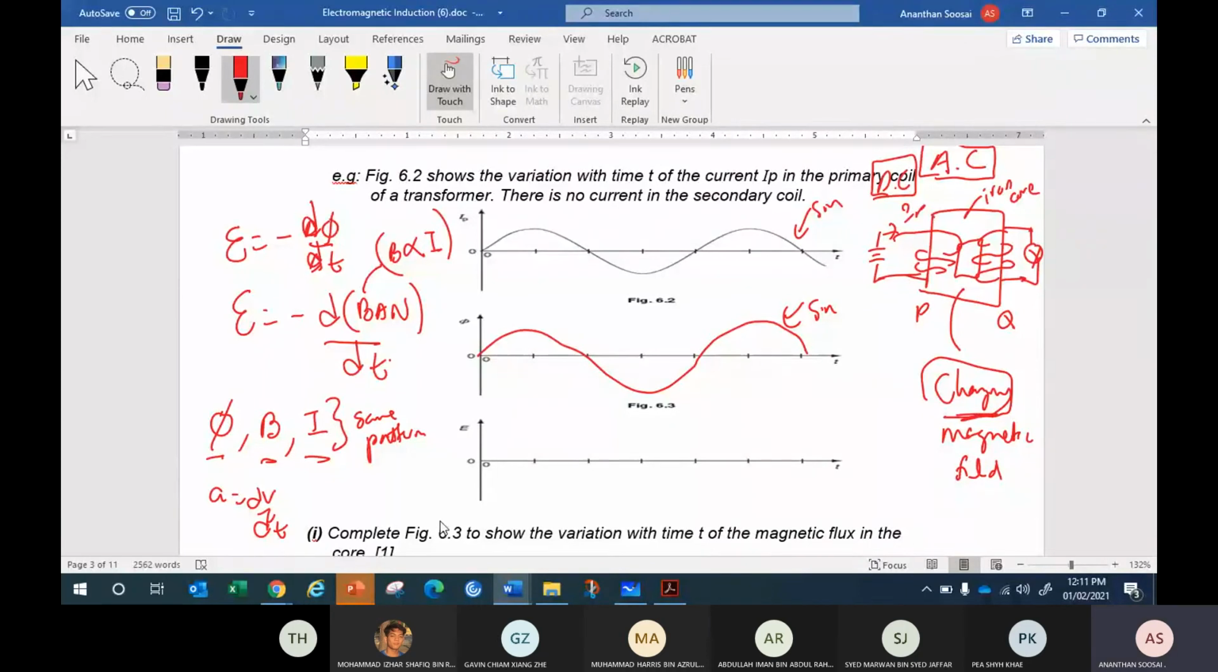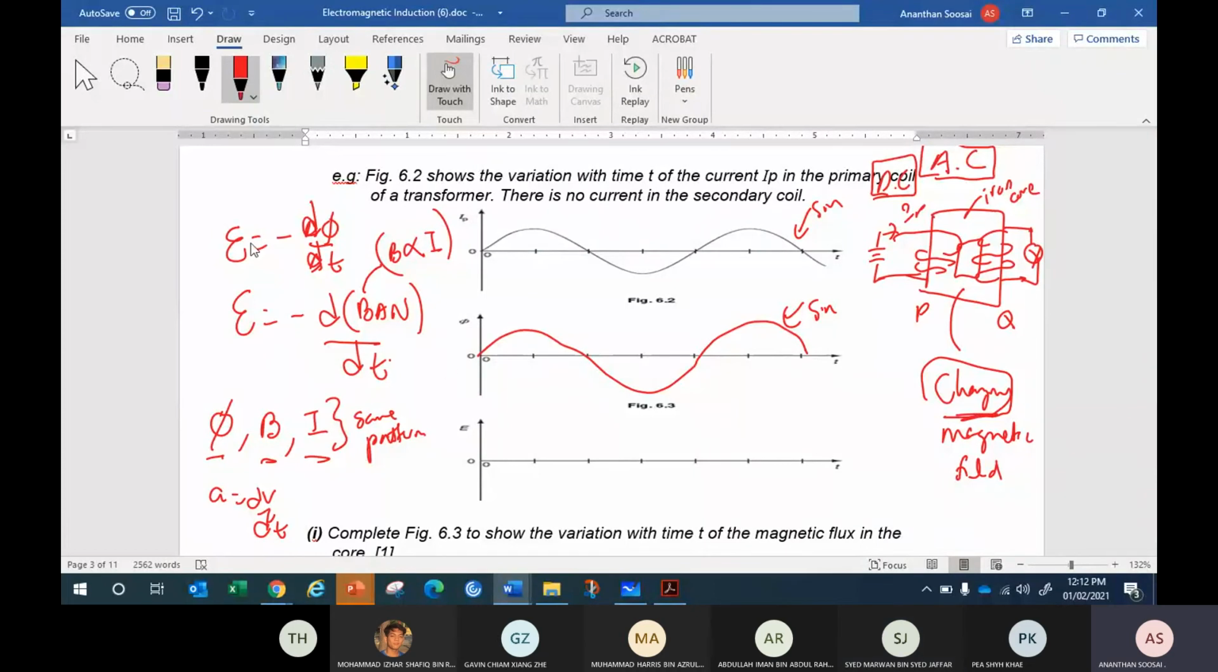EMF is going to be what shape? Anybody? EMF is the negative of the rate of change of flux. Differentiation, right? So the flux is found to be a sine. If the flux is sine, you differentiate sine, what do you get? Cos or negative cos? Cos. Sine you differentiate, you get cos.